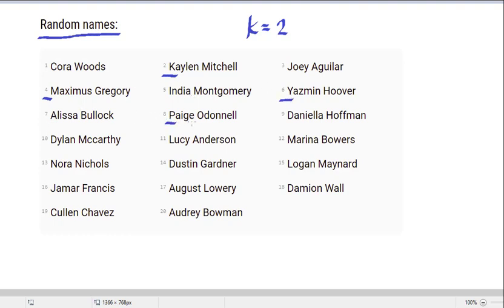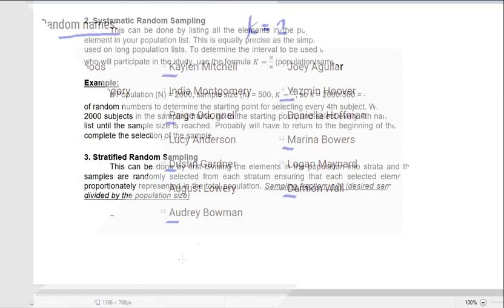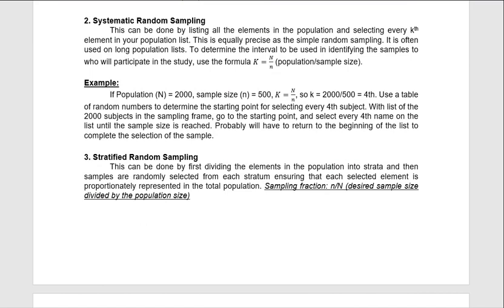1, 2, Paige, 1, 2, Dylan, 1, 2, Marina, 1, 2, Dustin, 1, 2, Jamar, 1, 2, Damian, 1, 2, and then Audrey. So all of those are included in my sample, and they are going to be in the study. Okay? So going back onto the module, we have an example.